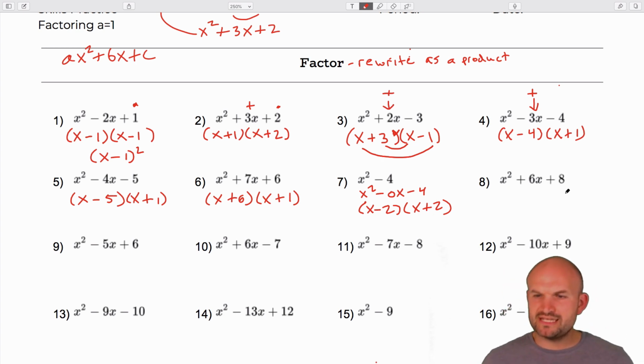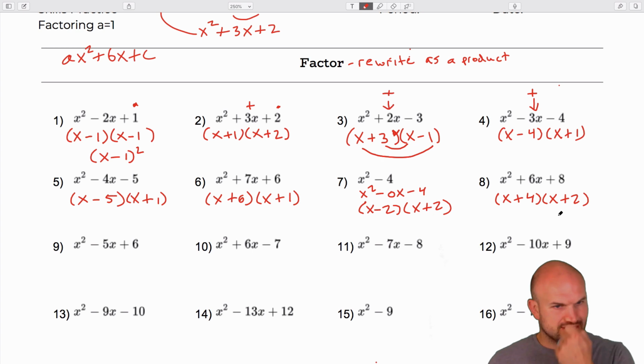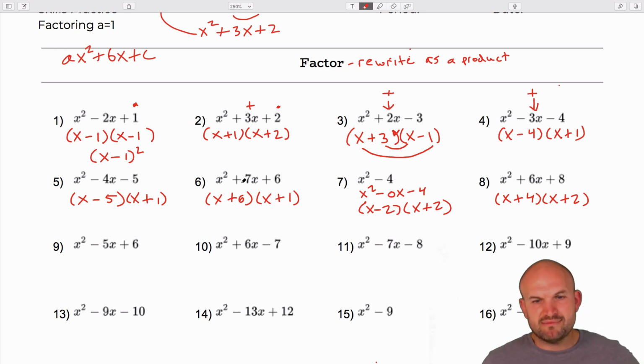What two numbers multiply to give me 8 and add to give me 6? Obviously, we only have two options, x plus 4 and x plus 2. A couple quick things I want you to notice here, guys: when the last term is positive and my middle term is positive, I know my two factors have to be positive. If my last term is positive and my middle term's negative, like here, then I know my two factors are negative.